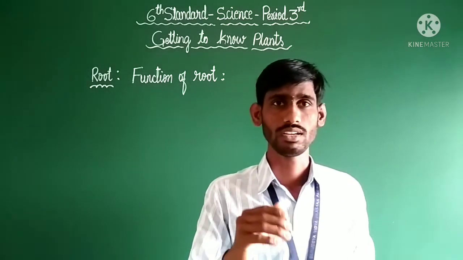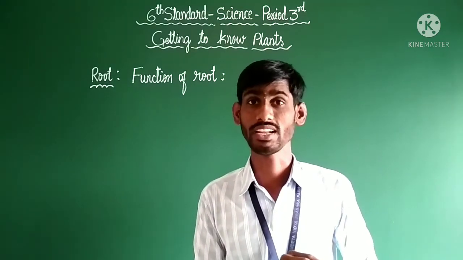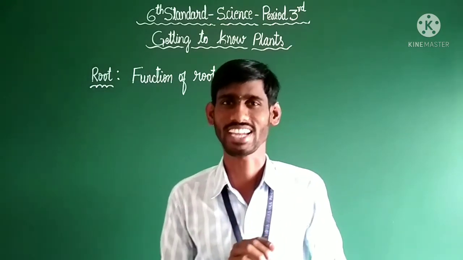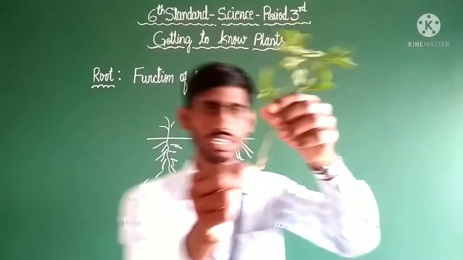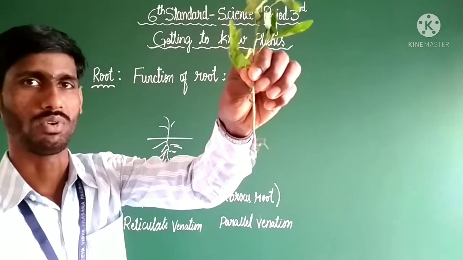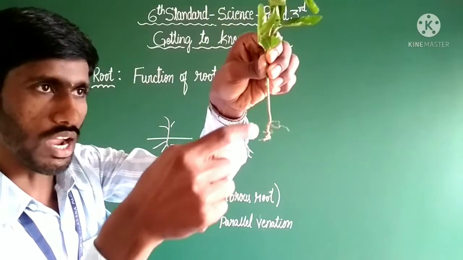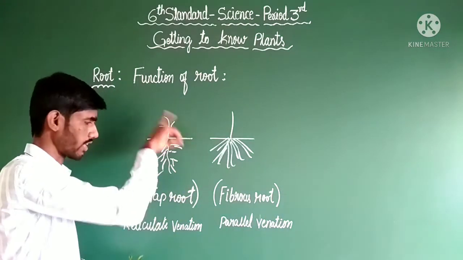Let us discuss how many types of roots there are. Dear children, there are two types of root. The first one is tap root. The second one is fibrous root. Dear children, see, this is the example of tap root. How is the tap root? Just one main root and a number of sub roots. So this is the example of tap root.